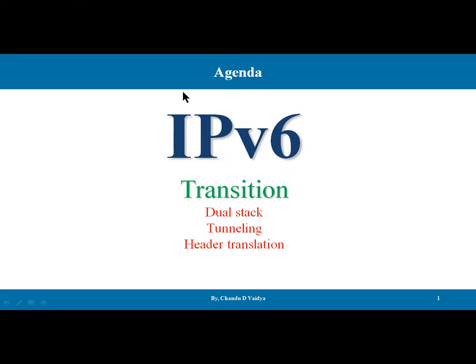Today, we are going to discuss a new concept in IPv6, the IPv6 transition. As you know, there are three methods available, guys: dual stack, tunneling, and header translation. So let's look at why IP translation is required and how it happens.